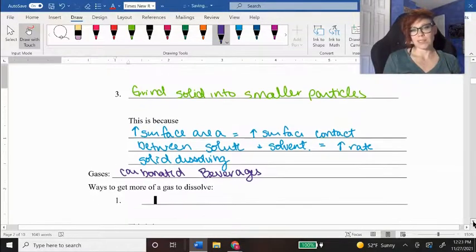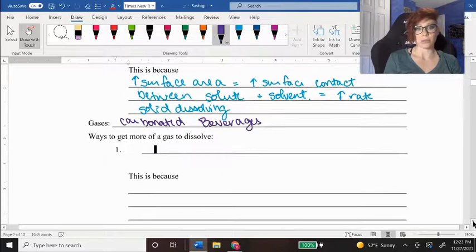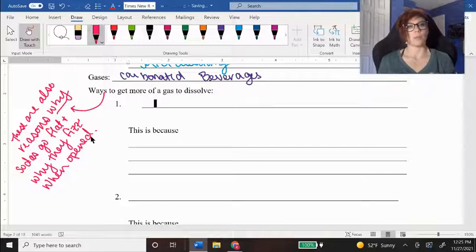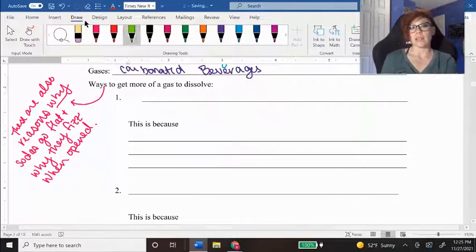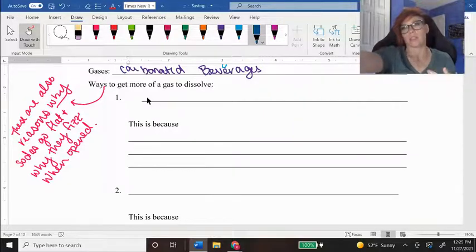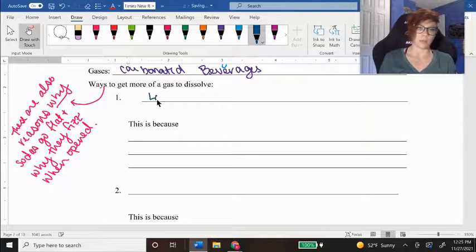If we're wanting to dissolve a gas into a solution, what are ways that we can get more of a gas to dissolve? Okay, so when we talk about ways to get more of a gas to dissolve, these are also the reasons why sodas go flat and also why they fizz when they're opened. One of the first ways that we can get more of a gas to dissolve is by lowering the temperature. So this is counterintuitive, okay? Whereas your solid stuff was very intuitive, this is kind of counterintuitive. But we can lower the temperature.